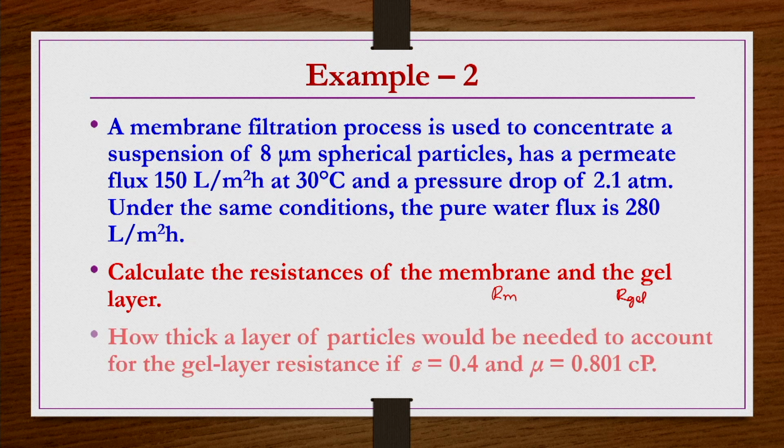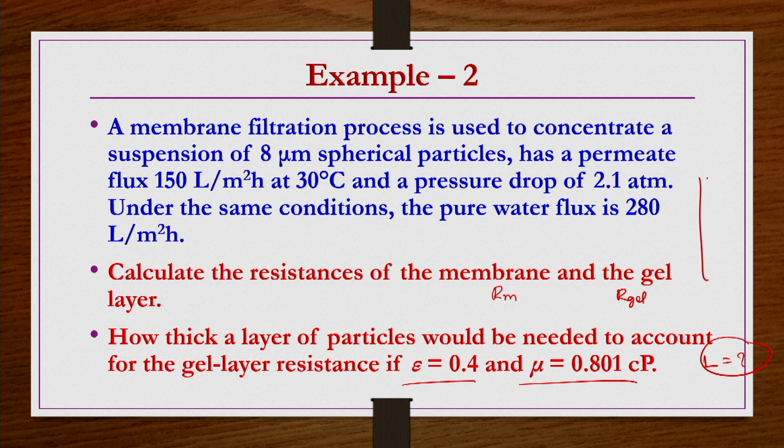find out. In addition, we have to find out how thick a layer of particles would be needed to account for the gel layer resistance if epsilon is 0.4 and mu is 0.801 Cp, that is L we have to find out. That is L is like on the membrane, this is the membrane. On this membrane the particles are forming a kind of gel layer, right. What is the thickness of this gel layer? L. This we have to find out.